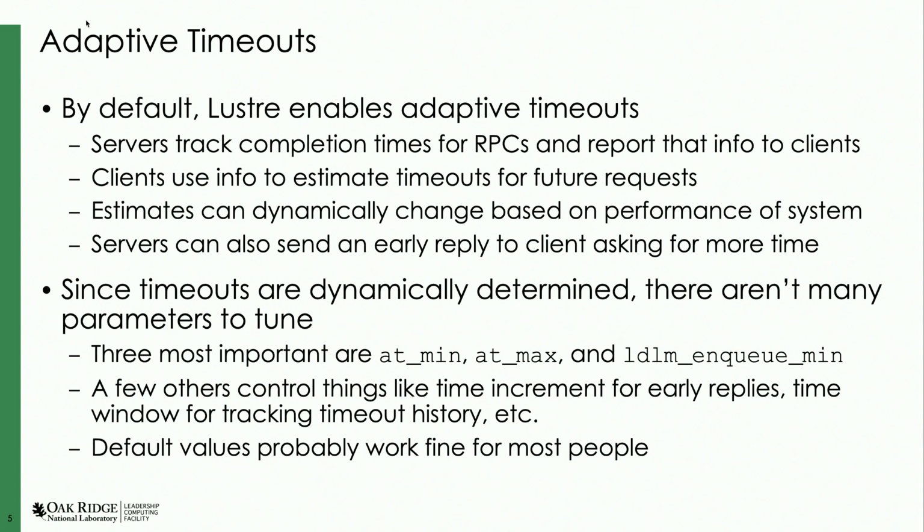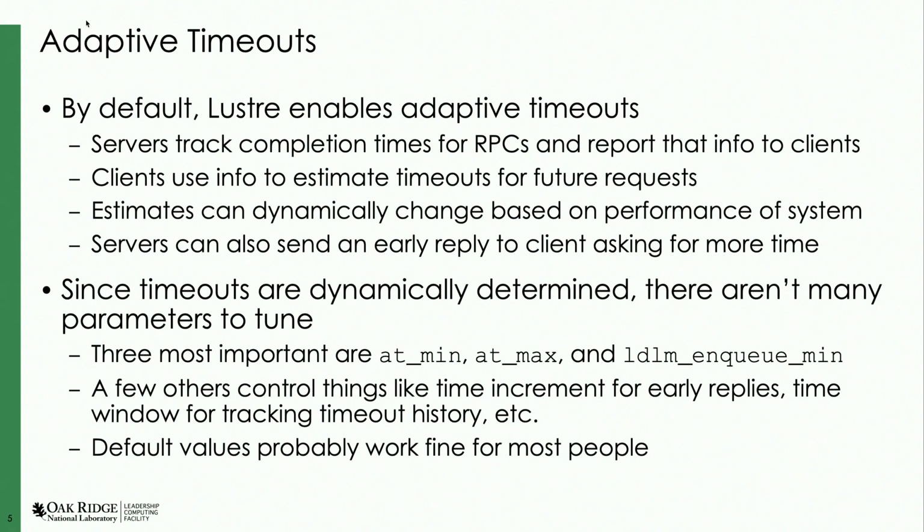What happens is that servers track the completion times for various RPCs, and they report that information to clients to give them an estimate of how long they think a request might take. This information is tracked not just for all RPCs, but rather it's split up by the types of RPCs as well. So it makes a distinction between the time estimates for different types of requests that come from clients. These can dynamically change based on system performance.